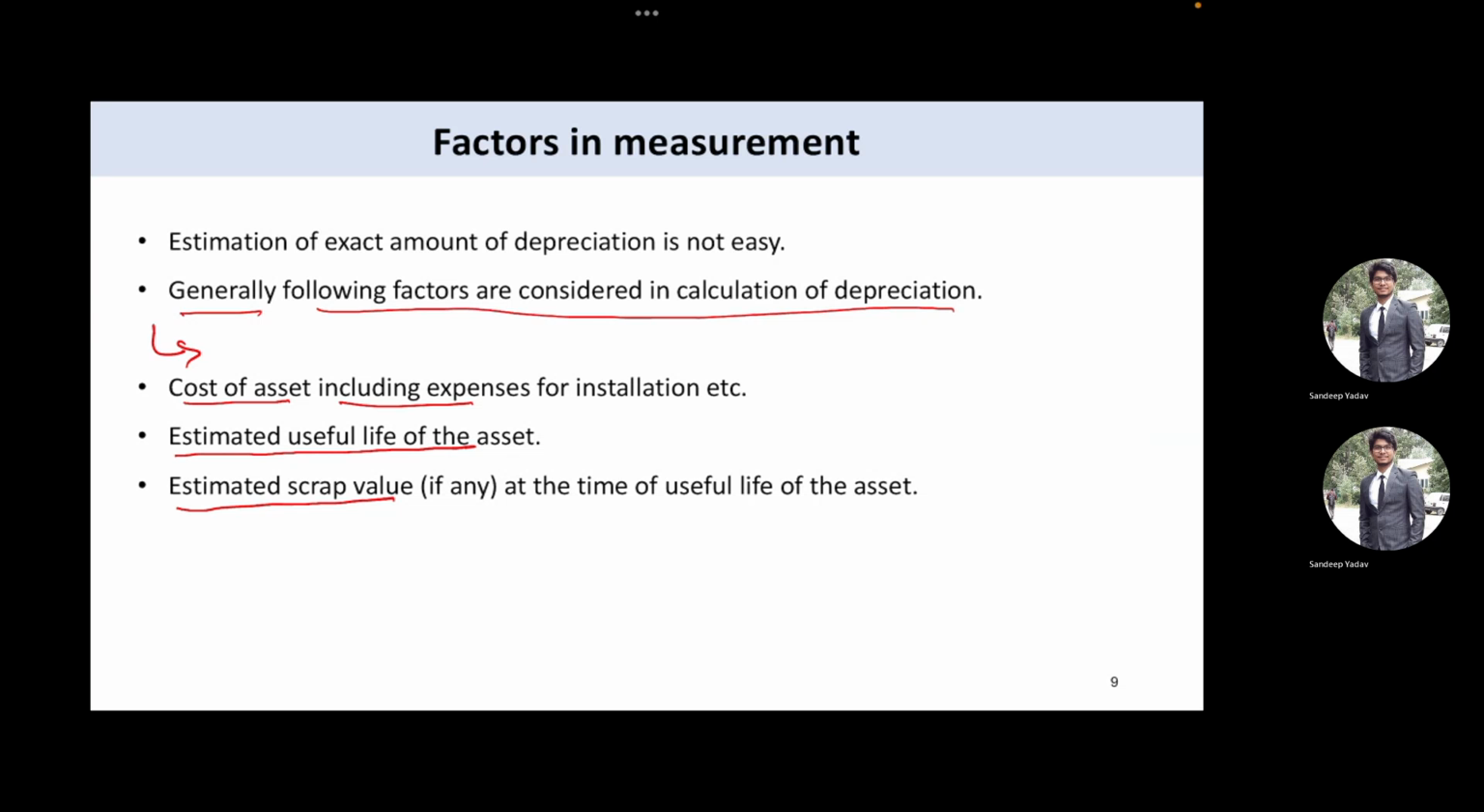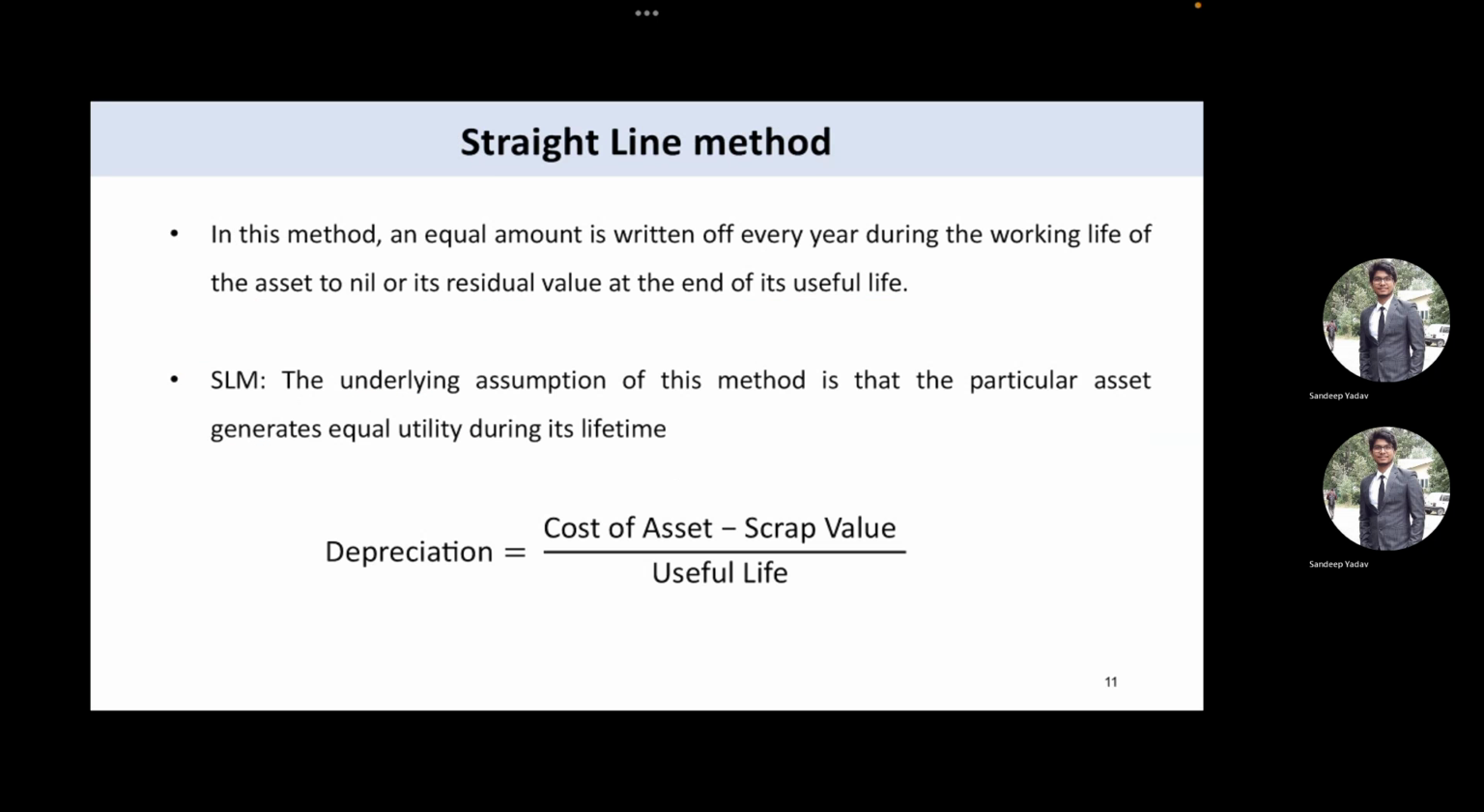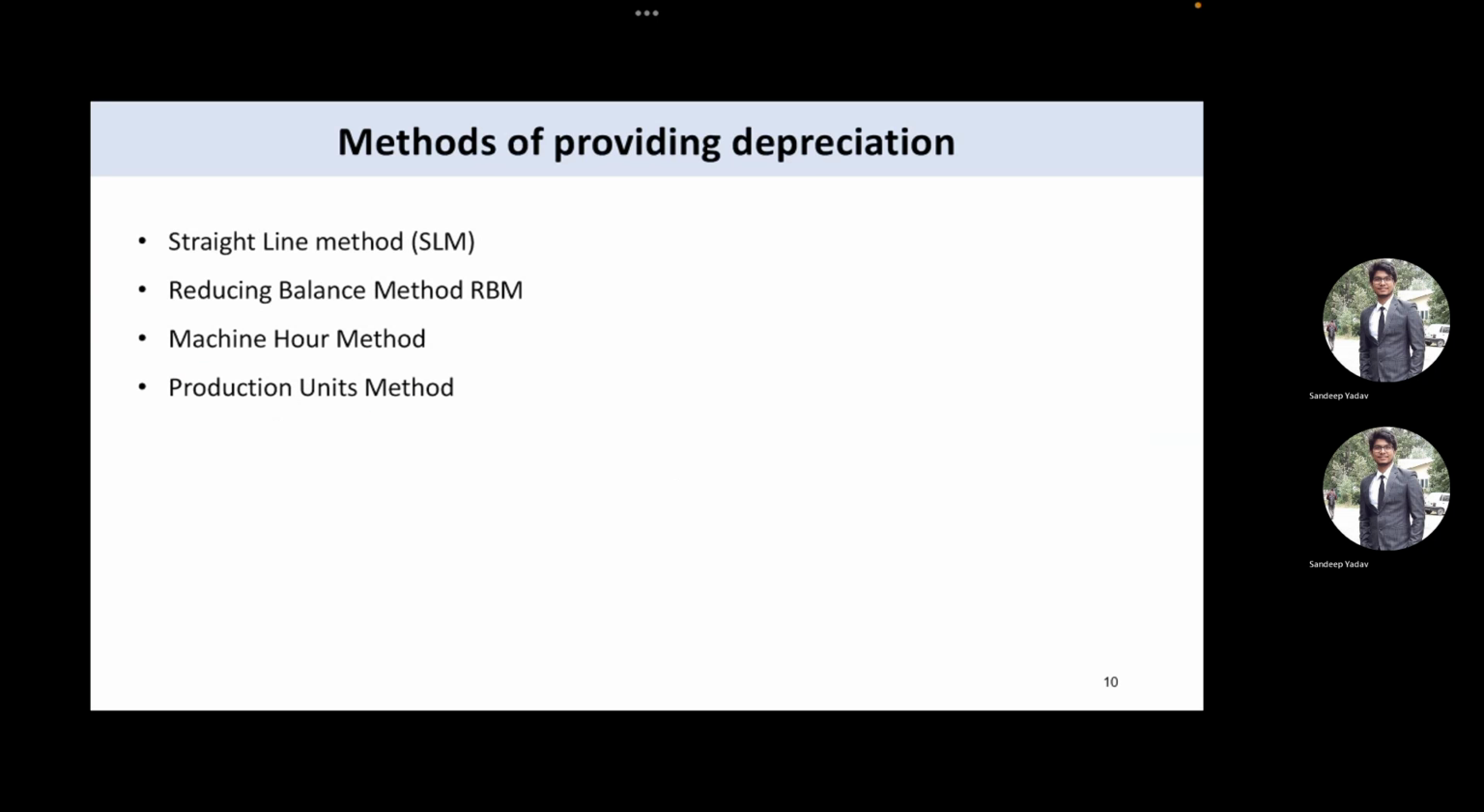Scrap value is the value you can get by selling the asset as scrap-like material at the end of the useful life of an asset, if any. Suppose some products do not have any scrappage value, then we will not consider this, but otherwise it will be considered. Now let's move on to the next slide, that is how can we calculate the depreciation.